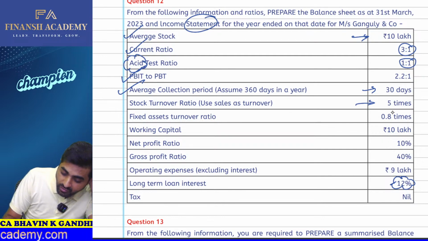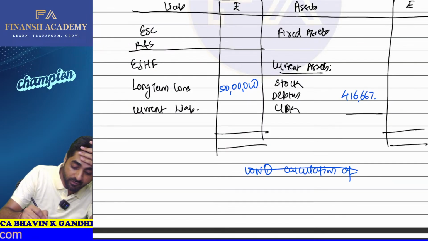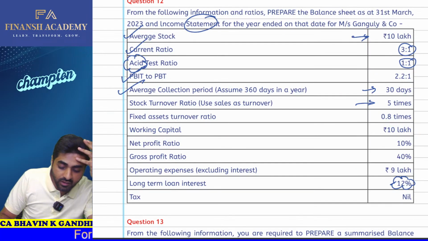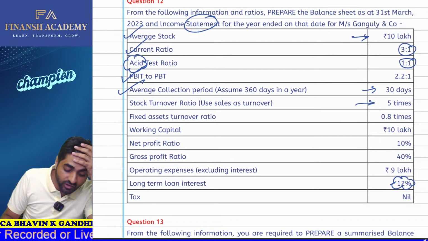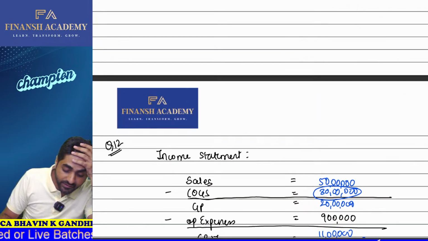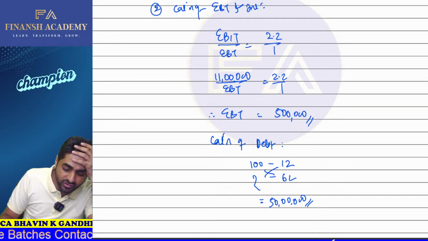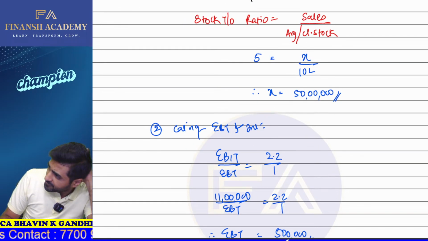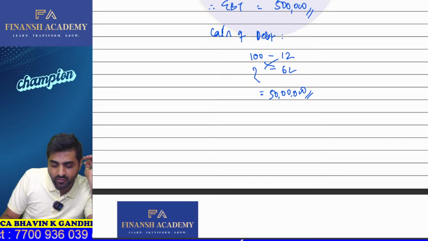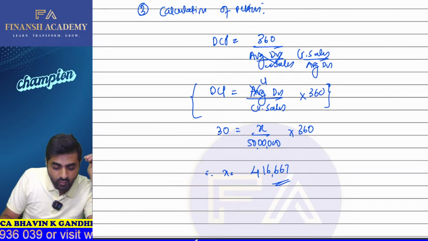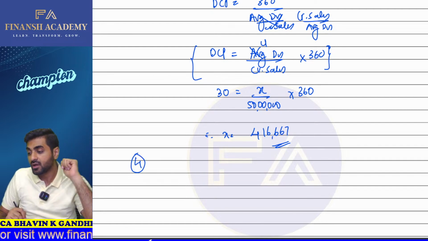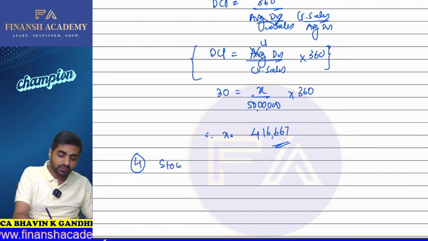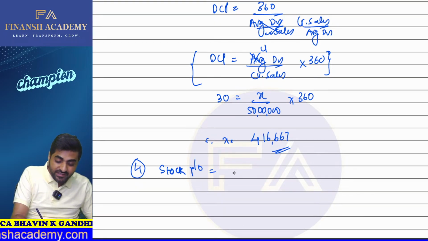For stock turnover ratio, have we already calculated the amount of the stock? Okay, so we actually have the average stock available. So we can now use your average stock to get the amount of your closing stock as well. See, how are we going to do this? Working note number 4. What is your stock turnover ratio? Usually it is COGS upon average stock. But in this particular question, they have told you to use sales. So it's sales upon average stock.